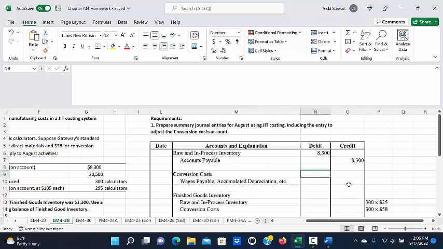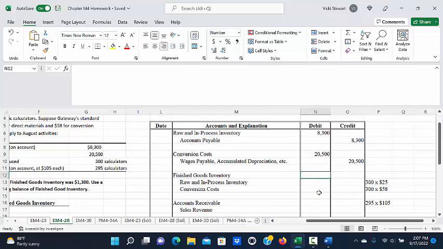Next, we would debit our conversion cost for $20,500, and there would probably be a variety of credits, including wages payable and depreciation. So we'll just credit a variety for the $20,500. Next, we're going to record the completion of the items and the transfer to finished goods inventory.